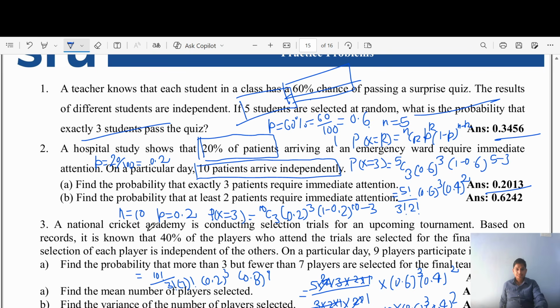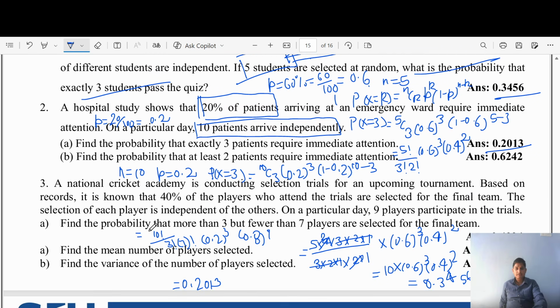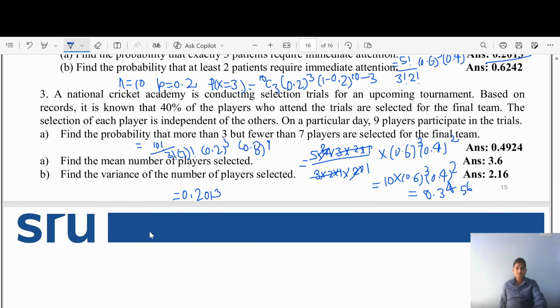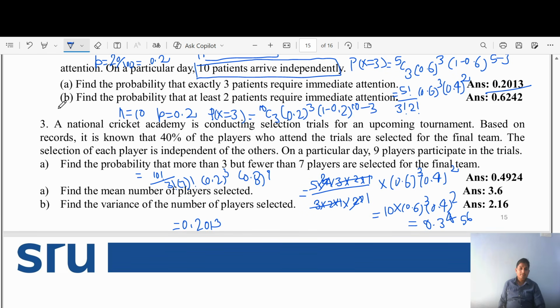Okay. Exactly 3 persons are correct. Now the second part, B part. How do we solve this B part? B part is "at least". So at least means P(X) is greater than or equal to 2.